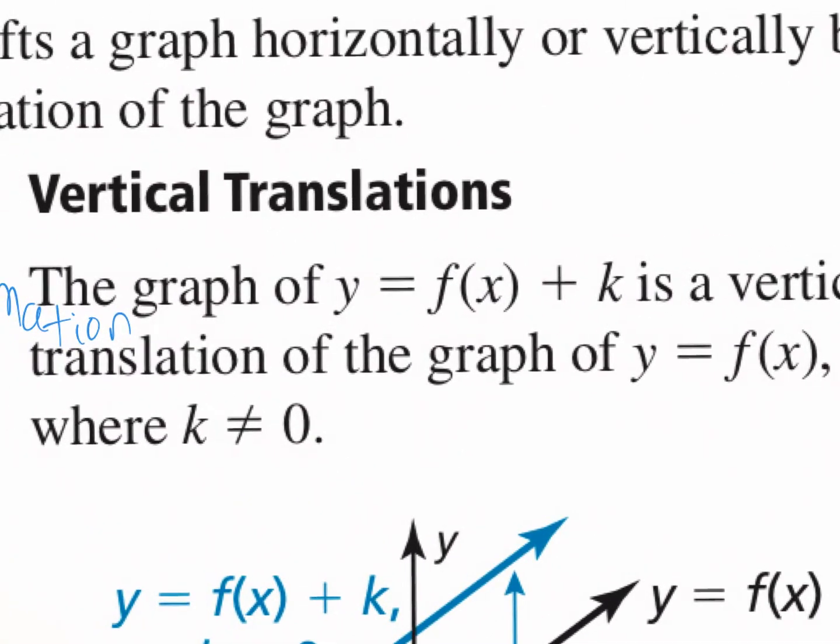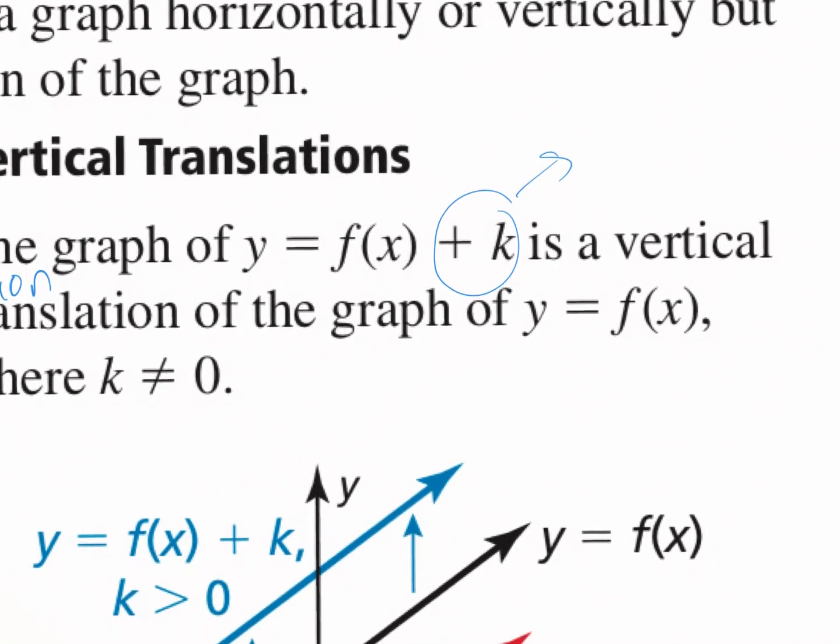What changed to make this vertical? Where is the K, David? Good. When it's out, circle that. When it's outside the parentheses, it is going to be a vertical transformation.